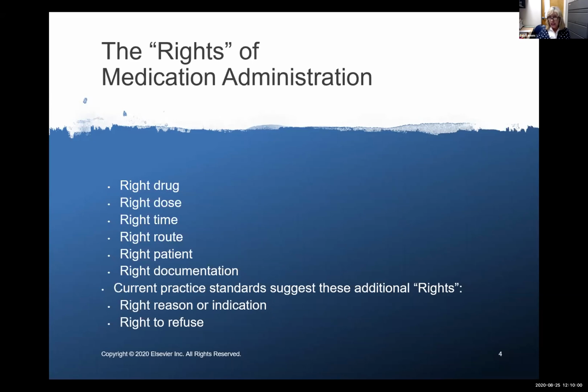Your Lilly textbook, which is your pharmacology textbook, says the 9 rights of med administration. I want you to disregard that. Your fundamentals textbook, your Wilkinson, says the 6 rights of medication. So you guys just focus on the 6 rights of med administration.